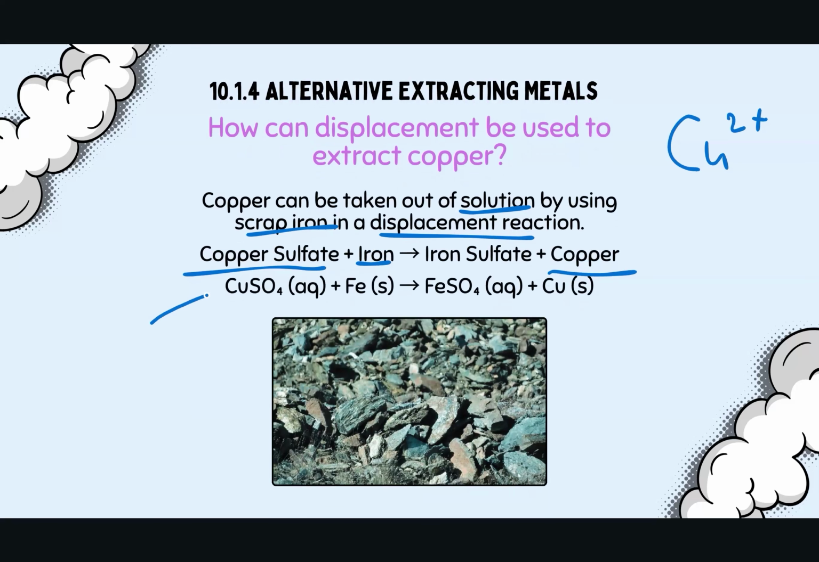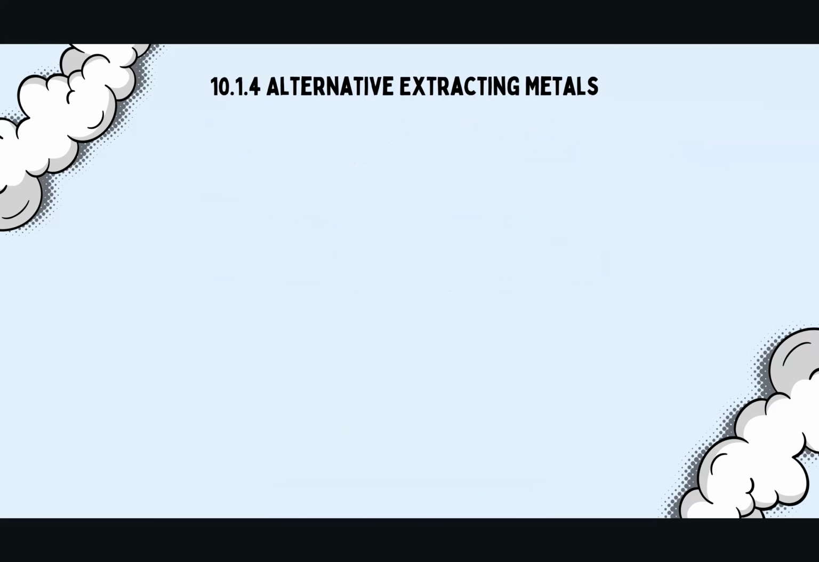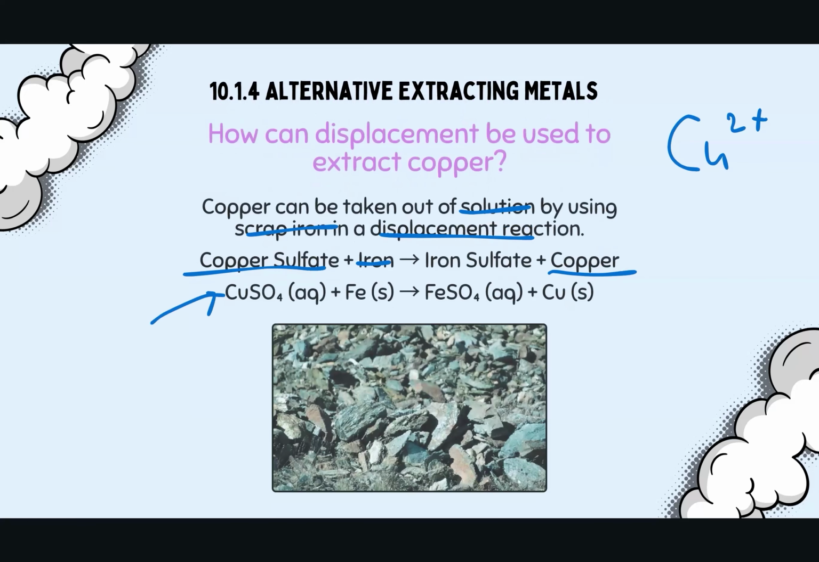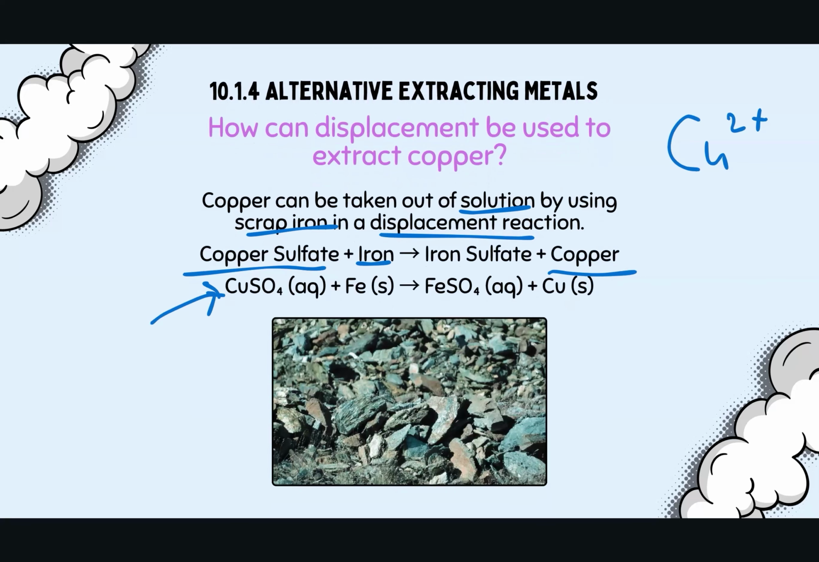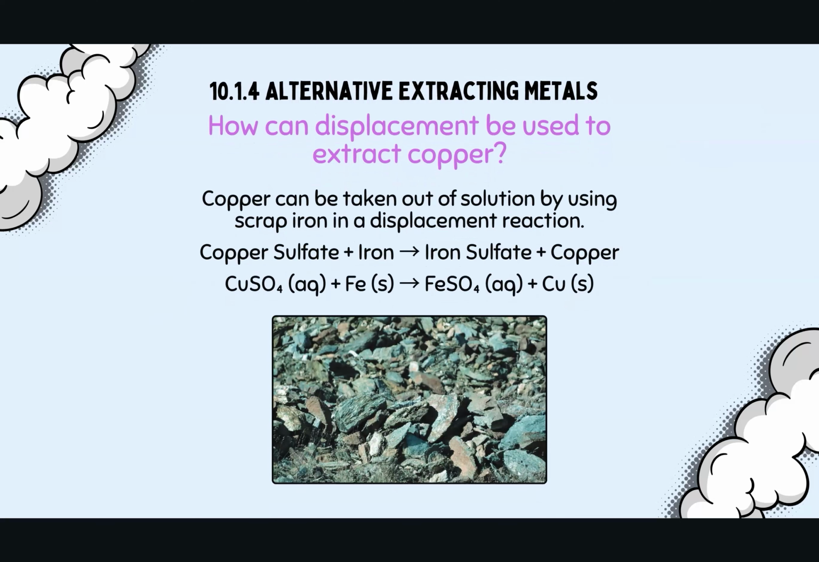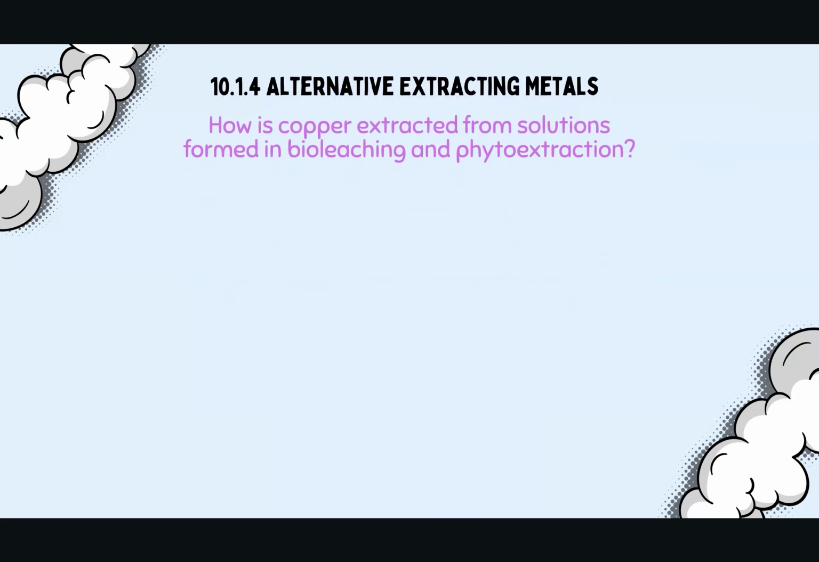Make sure you know this reaction just in case it comes up, because I've not seen a 6-mark question on alternative ways of extracting metals, but it could come up. And if it's a 6-mark question, then you're going to need to put things like how displacement can be used to extract copper as part of your answer.